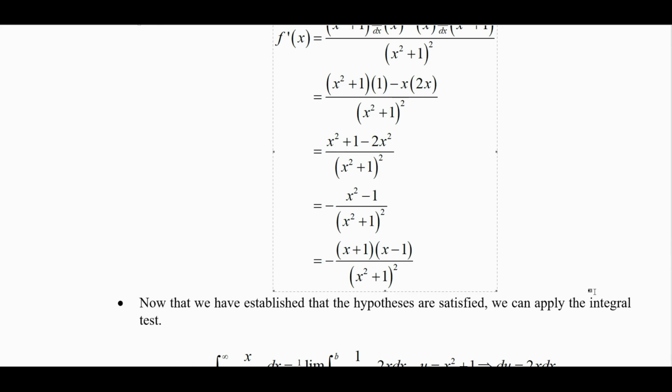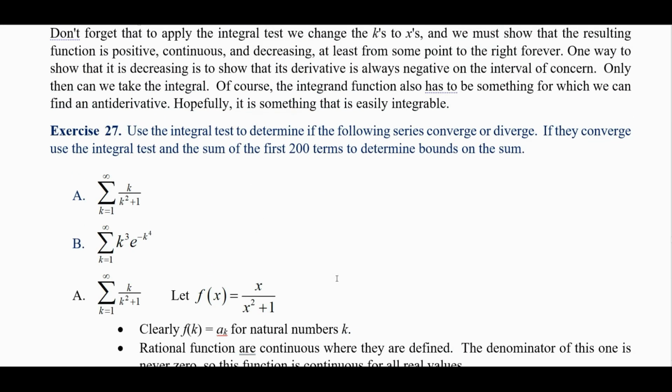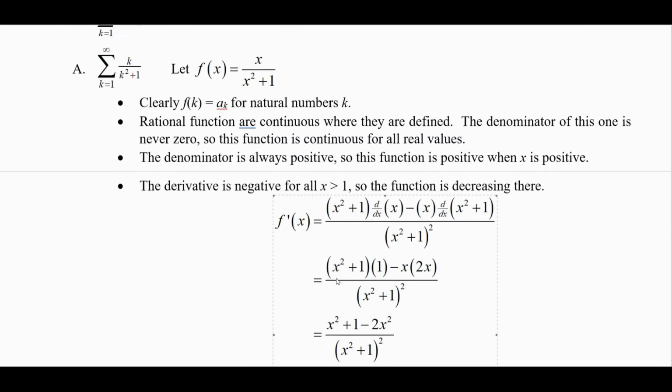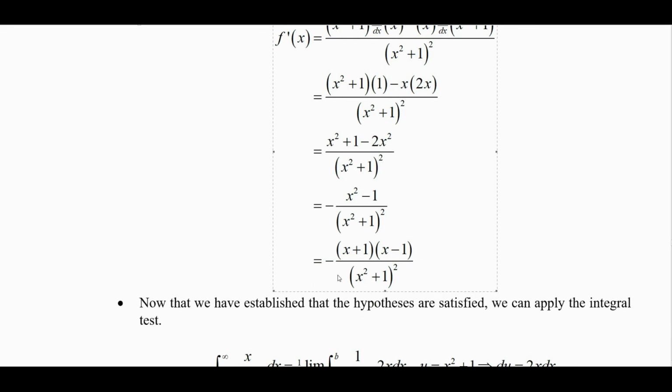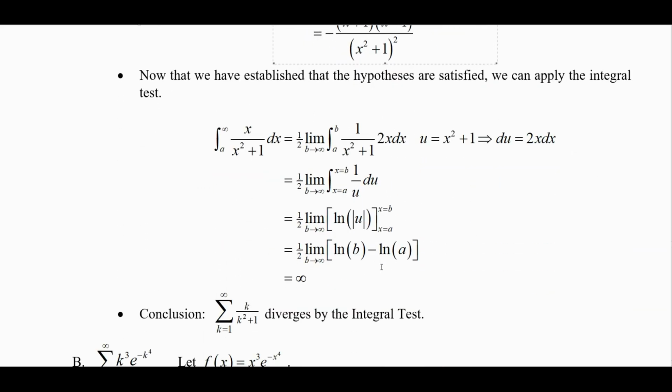Now, if x is bigger than 1, everything here is positive. Of course, if x equals 1, this is actually 0. But if x is bigger than 1, it's negative, and so we have the function decreasing to the right of 1. So now we've established all the hypotheses, so now we have to integrate.